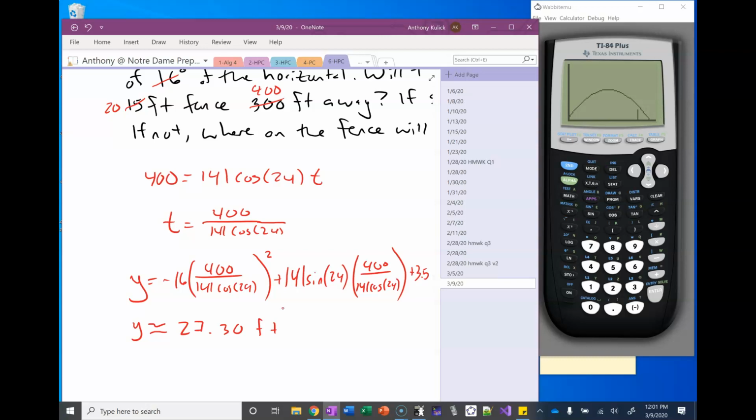So what does that mean? The ball clears the fence by how much? Not by 27 feet. The fence is 20 feet tall. So it makes it over by 7.3 feet.